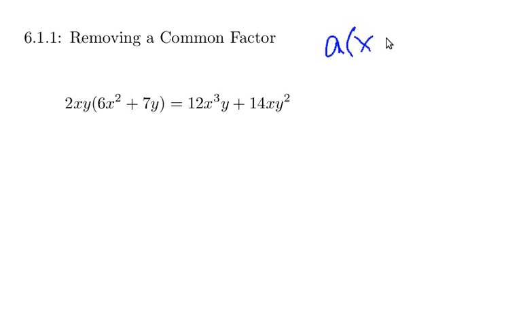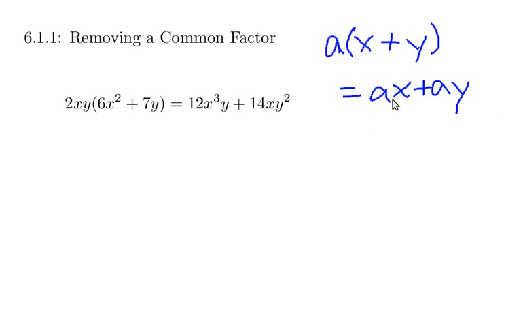A times (x plus y) equals ax plus ay. Okay, so what we're going to be doing now, to remove a common factor, notice by the definition of factor, what I said before, when you multiply two things together, those make them a factor. So a and x are factors of ax. A and y are factors of ay. So before we've gone from here to here, but we can go from here to here.